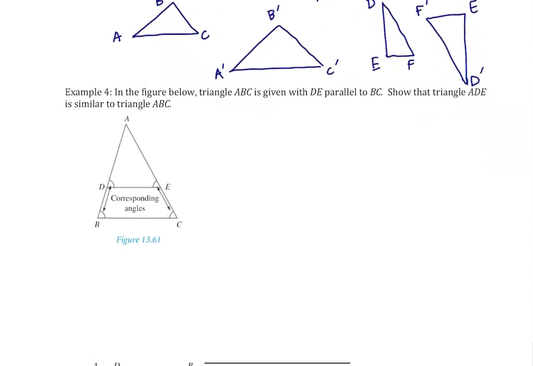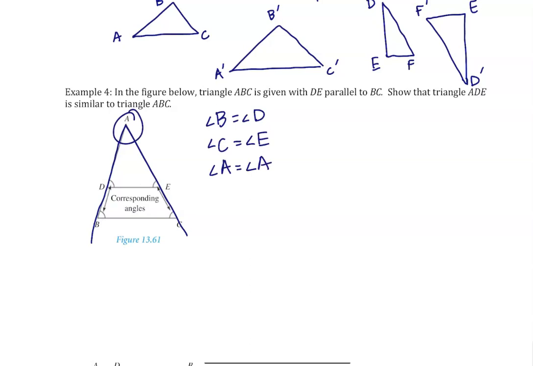But if you look here at example 4, where we have segment DE that's actually parallel to the side of triangle ABC, and by doing that, we actually create these two transversals, and that creates some corresponding angles for us. So by knowing that DE is parallel to BC, that automatically tells us that angle B equals angle D, and that angle C equals angle E. The only other thing that we need is that the third angles are equal, but they're actually the same angle. And so that has to be true.